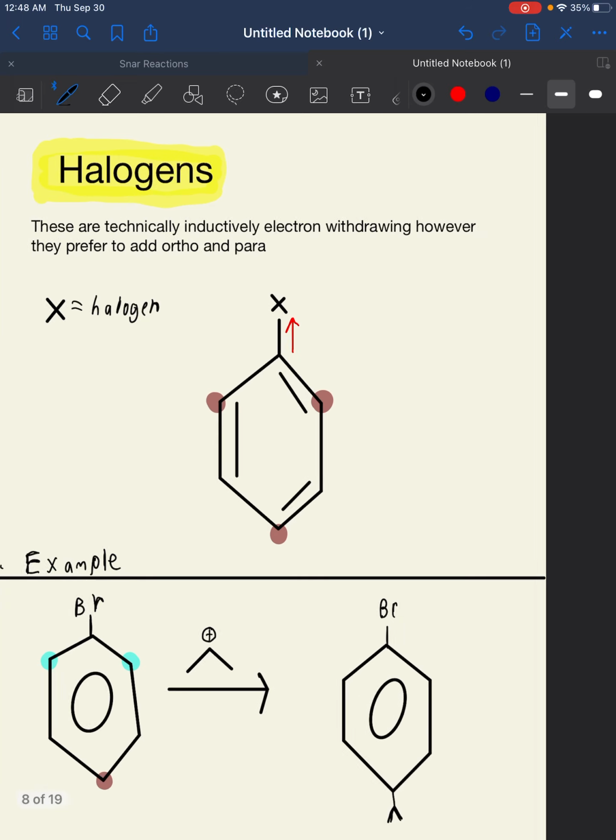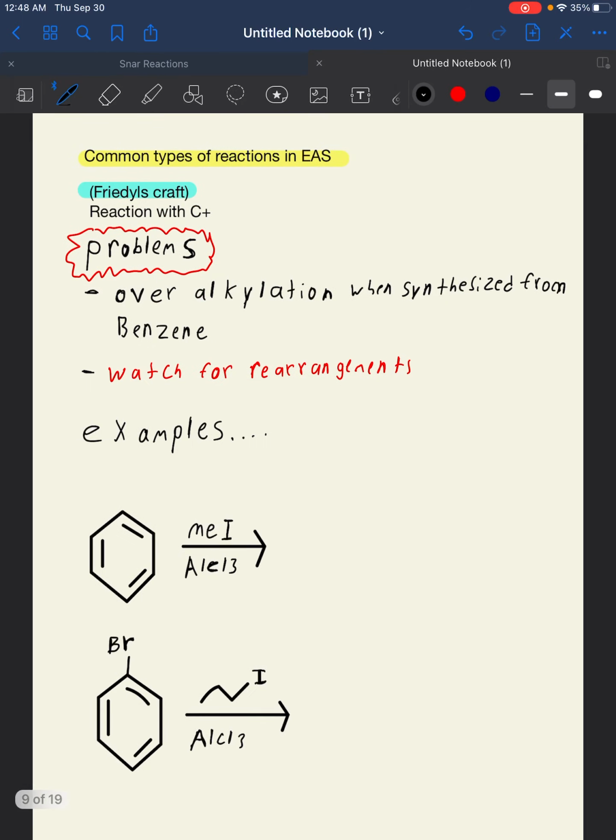So moving on. Let's look at some common types of reaction in EAS. You've got the Friedel-Crafts reaction. Now, these have some problems that occur with them, and these are reactions that occur with positively charged carbocations. So basically something that looks like this, or something that looks like this, and then the halide leaves, and you get the same thing, which is this again. But you're going to have a reaction that occurs with one of these. It's going to be a carbocation reaction with the benzene ring. But the problems that occur with these are over-alkylation when synthesized from benzene.